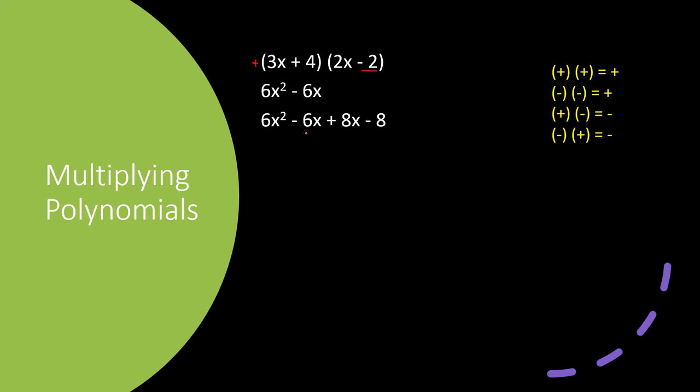Last but not least, I'm going to combine my like terms in here. And when I combine those two, it's equal to 14x. Therefore, the answer to this problem is 6x right here to the second power. My 2 got a little big in here. I have to fix this. I apologize. So this 2 should be a small 2 in there. Okay, and then right here, plus 14x minus 8. Very nice.